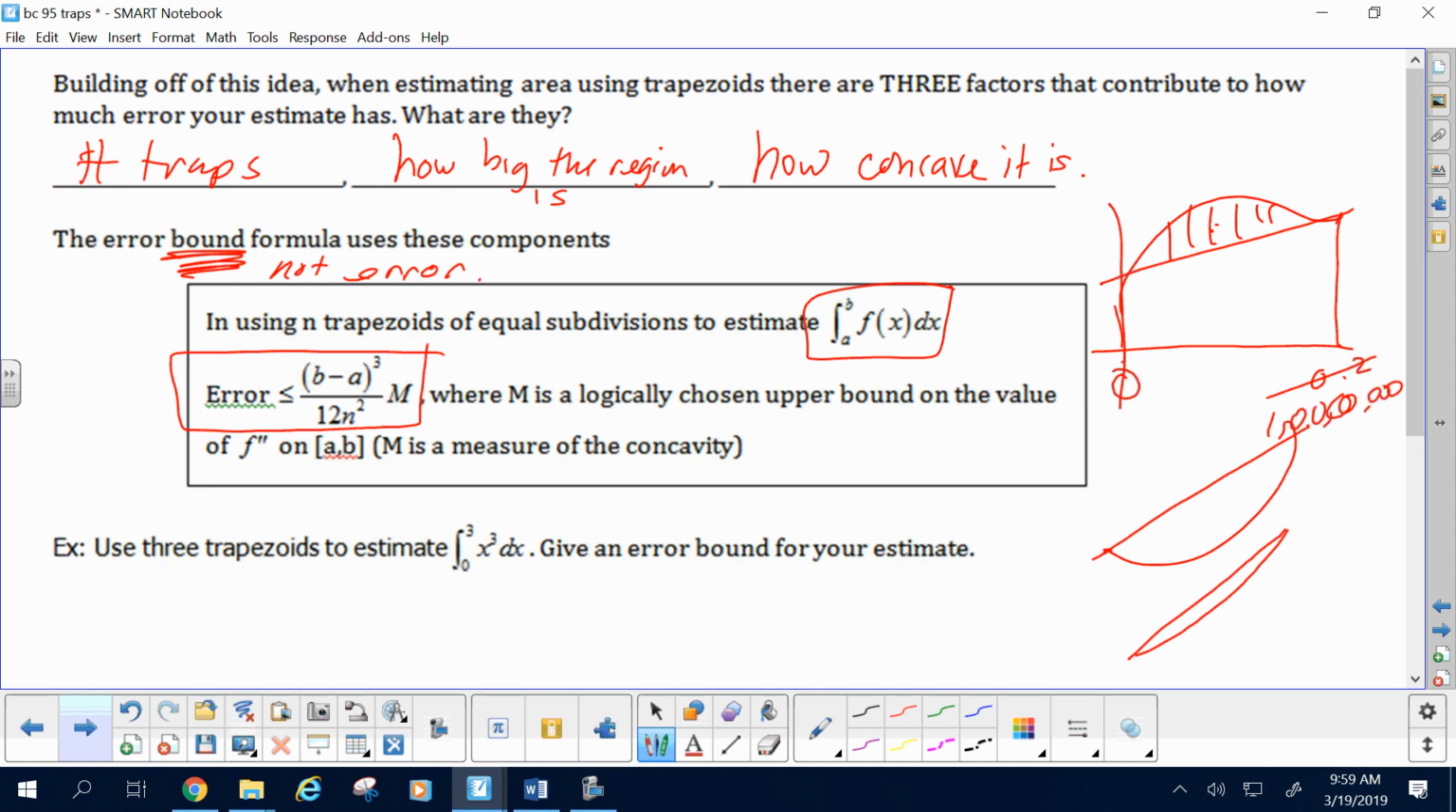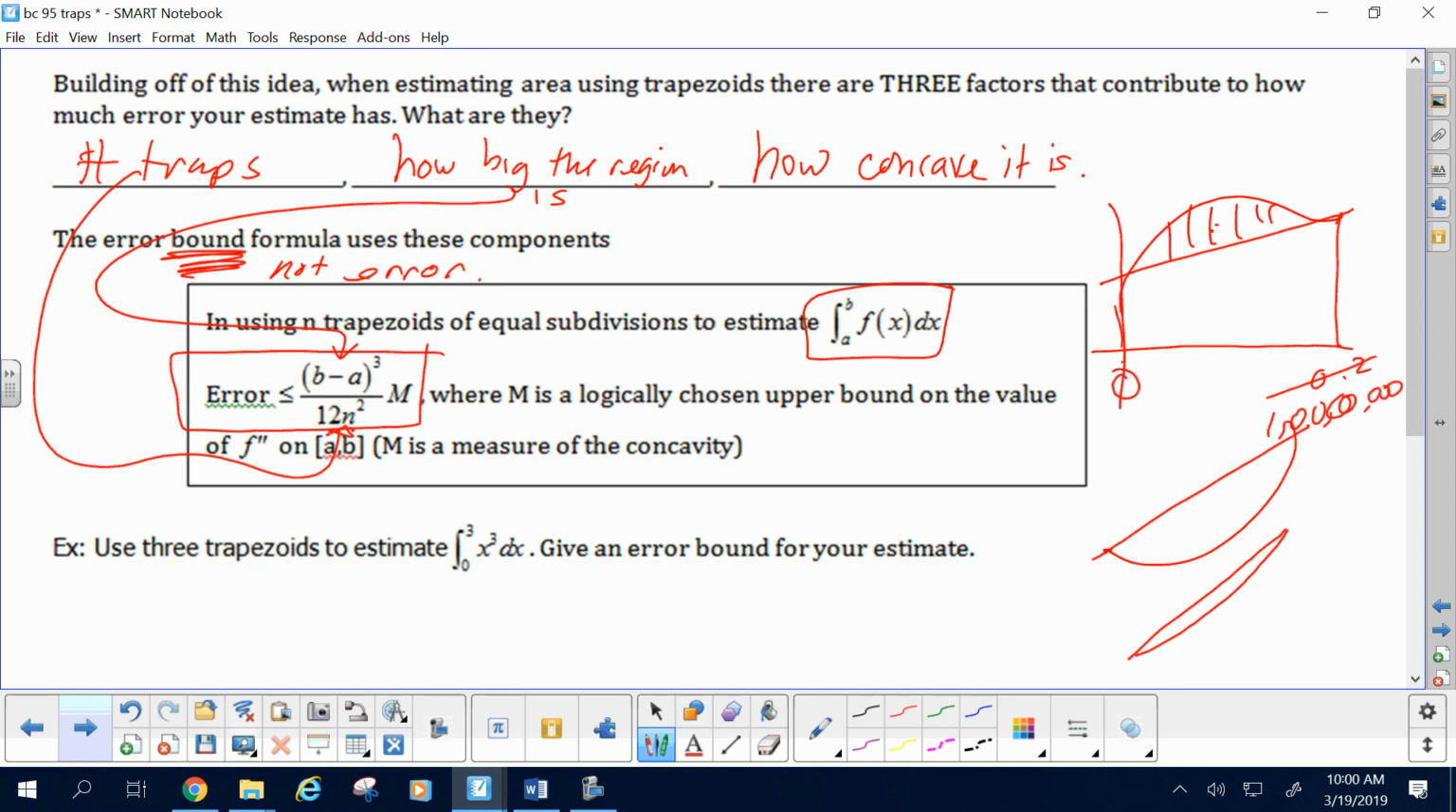The error is contributed to or bounded by B minus A. That's a measure of how big the region is. When you take B minus A, is this talking millions or hundreds? Is this region small or big? N is the number of trapezoids. That's in the denominator because it's an inverse relationship. The greater the n, the less the error, and the smaller the n, the more the error, right? So that's in the denominator, logically speaking.